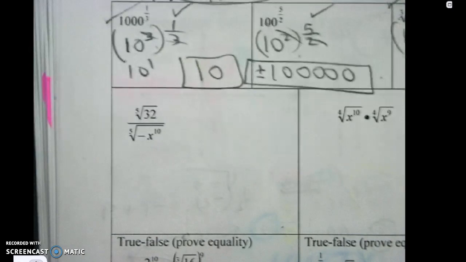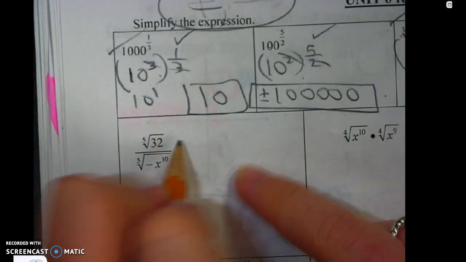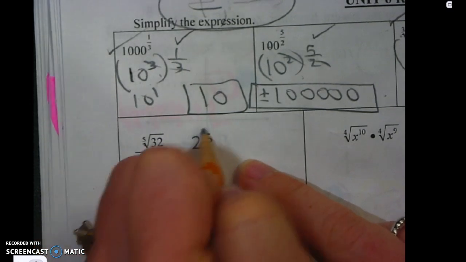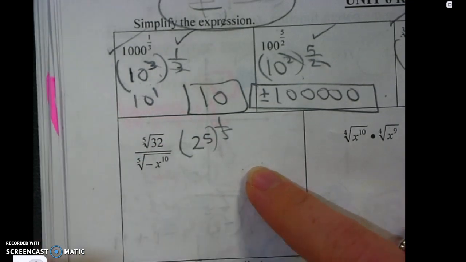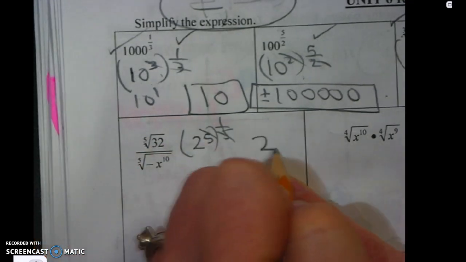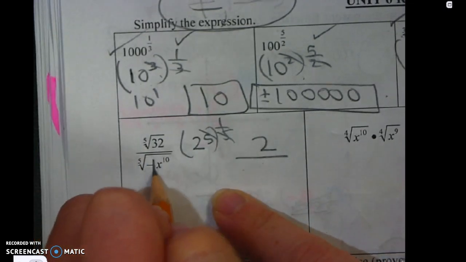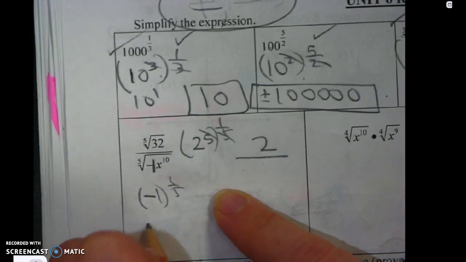It looks like simplifying. A lot of these simplifying problems will probably be worth 3 points, and I put it on the test. So 32 is 2 to the 5th, which makes sense because it's to the 1/5. If you want to keep it in rad form, that's fine. I function better in exponential form. 2 in the numerator. This is like -1. So -1 to the 1/5.